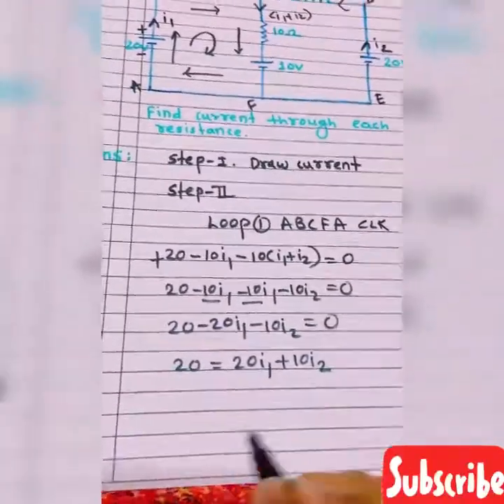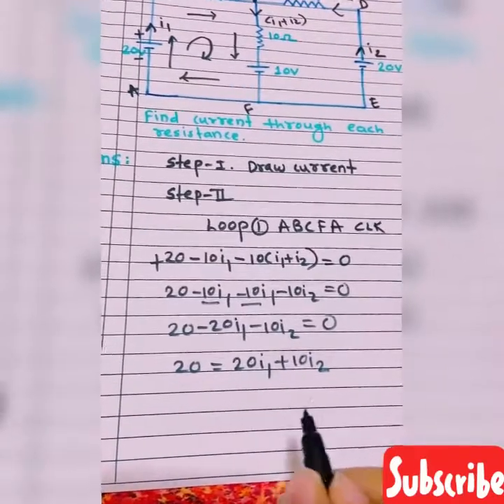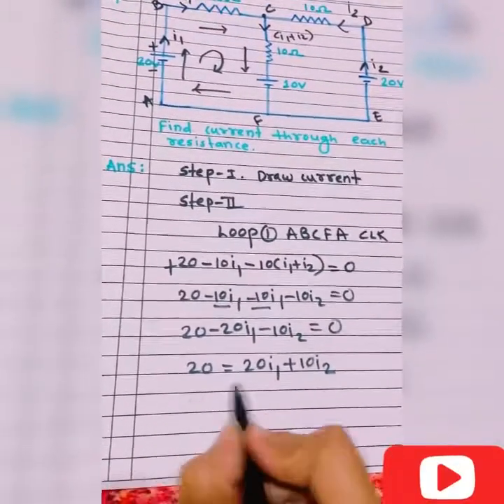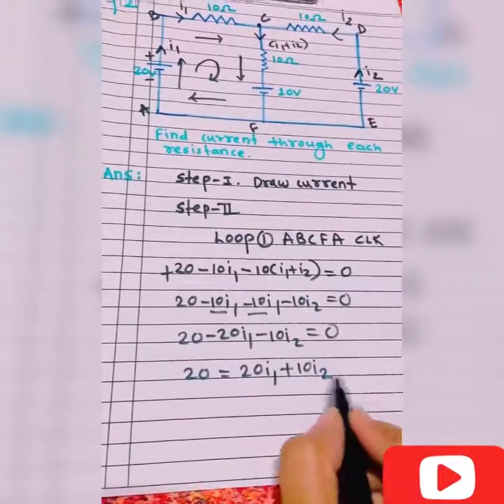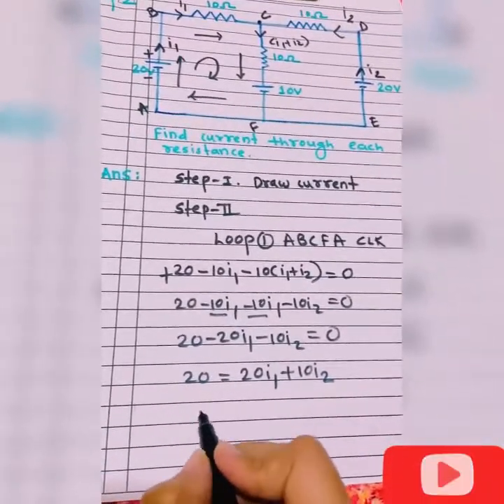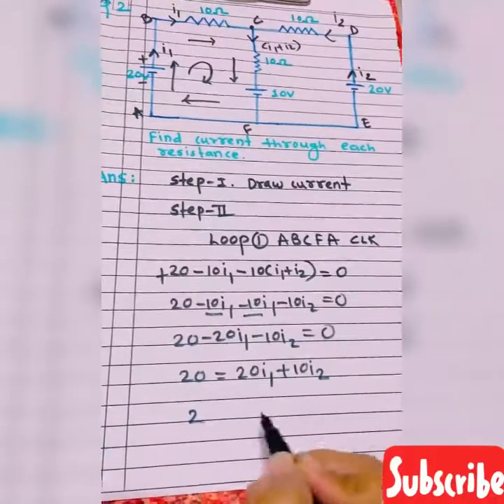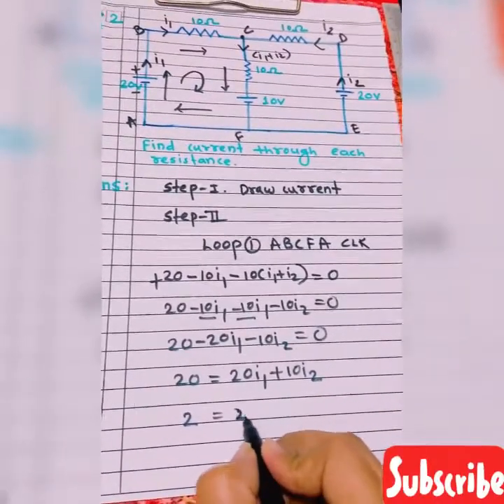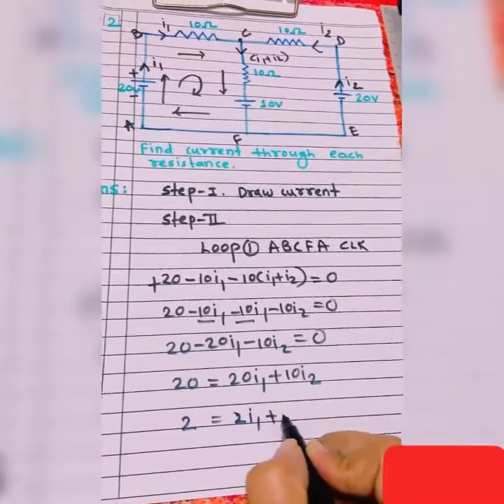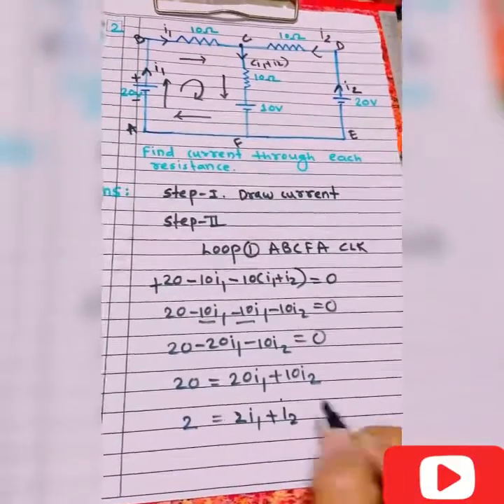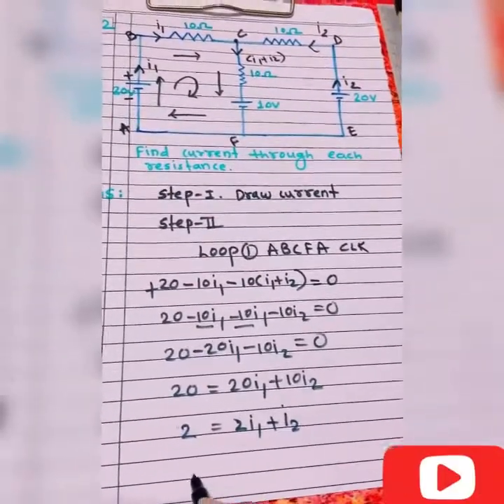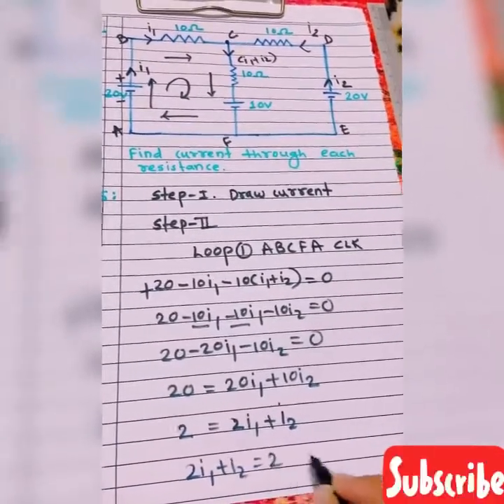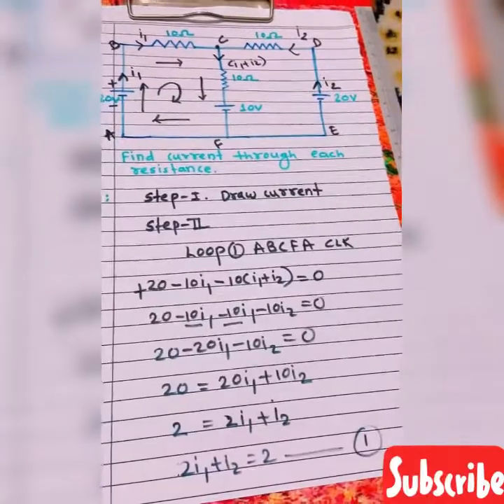Now again I can simplify this equation. You can keep it up to this if you want, but I will simplify by dividing this equation by 10. So what will be 20 by 10? It will become 2. 20 by 10 again, it will be 2. 10 by 10, it will be 1, that means only I2. So what is your equation? 2I1 plus I2 is equal to 2. This is your equation number 1.